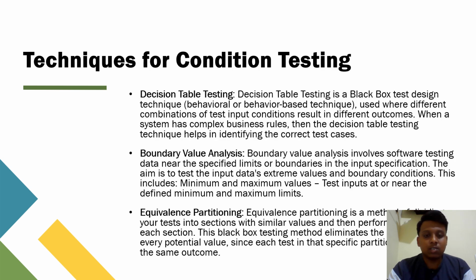Now let us look into the techniques of condition testing. First, there are three types: decision table testing, boundary value analysis, and equivalence testing or equivalence analysis. First, let us look into decision table testing. Decision table testing is a black box testing design technique based on techniques used where different combinations of test input conditions result in different outcomes. When a system has complex business rules, the decision table testing technique helps in identifying the correct test cases.